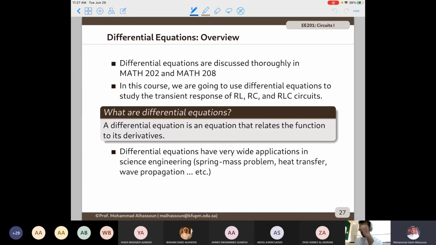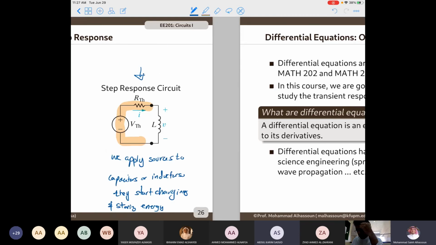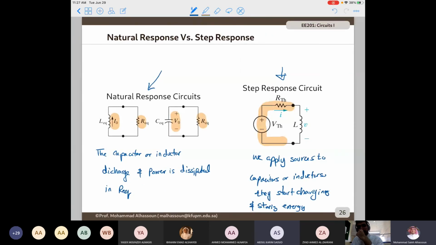I'm sorry, Doctor, I did not get the difference between the step and the natural. The natural is you charge your capacitor or inductor, and then you connect a circuit element to it. The step is you have something not charged, and you start accumulating, you connect a source to it. Think about it as a battery, as a power bank.